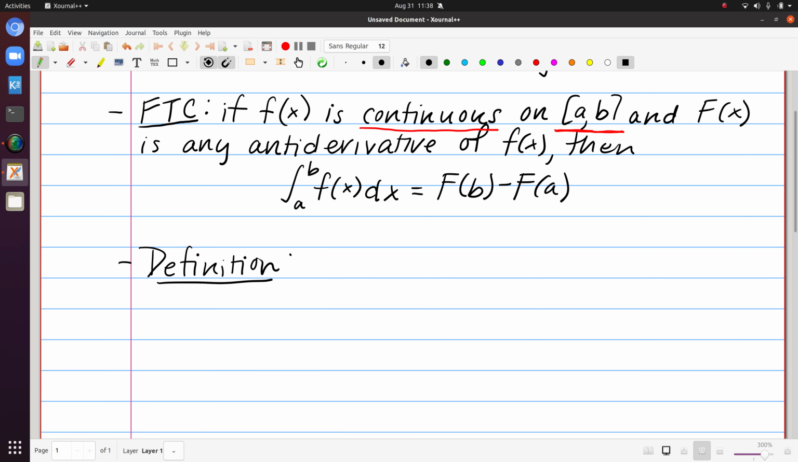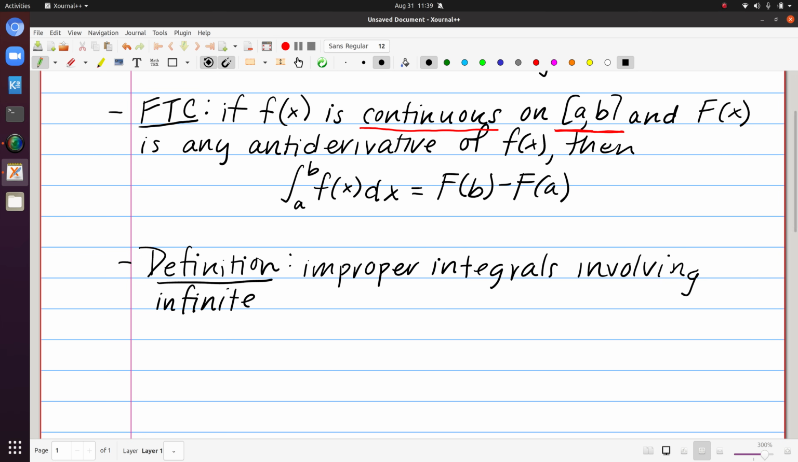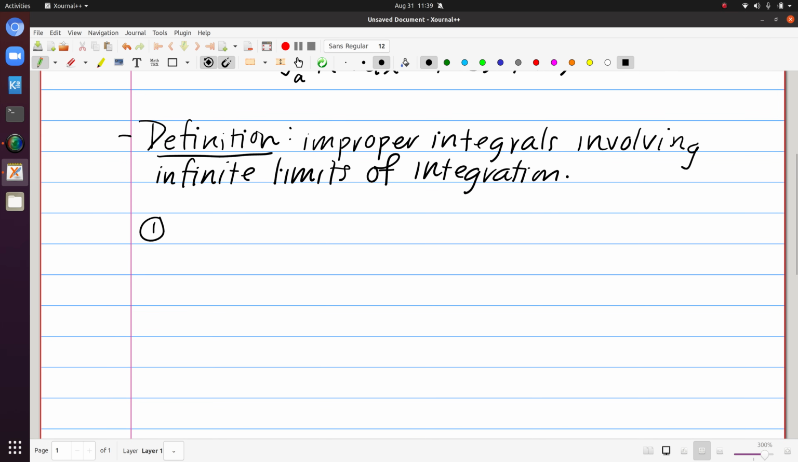So these are improper integrals involving infinite limits of integration. Okay, so first of all, this could come about in the way that we have a finite number in the lower bound and an infinite upper bound.